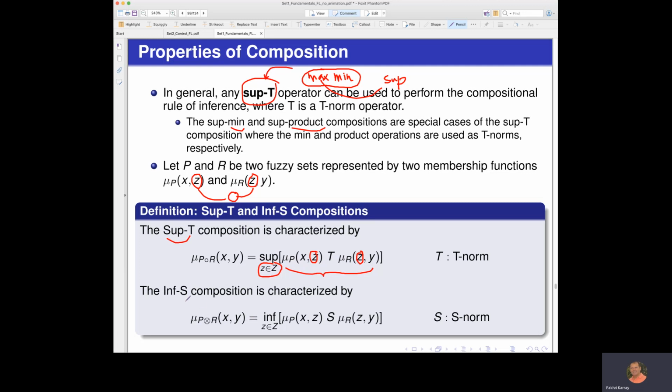We also define another type of composition, which is not very much used, which is the dual representation of the sup T composition, and it is known as the inf S.